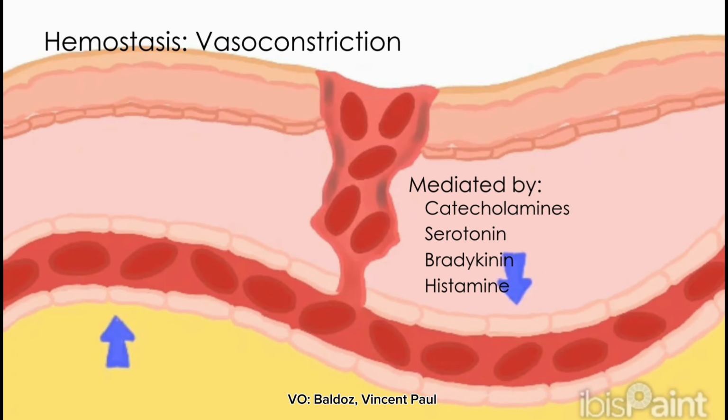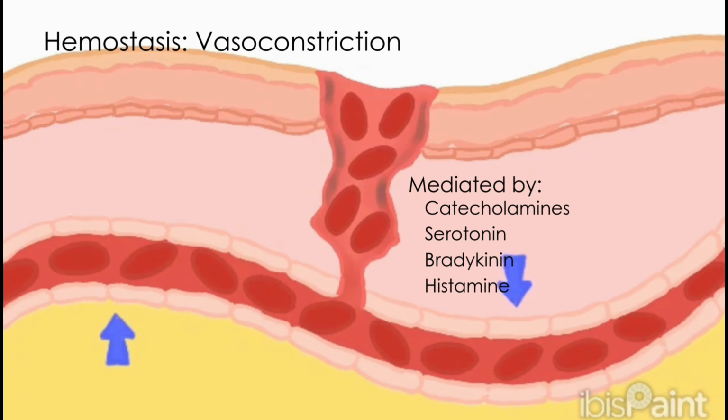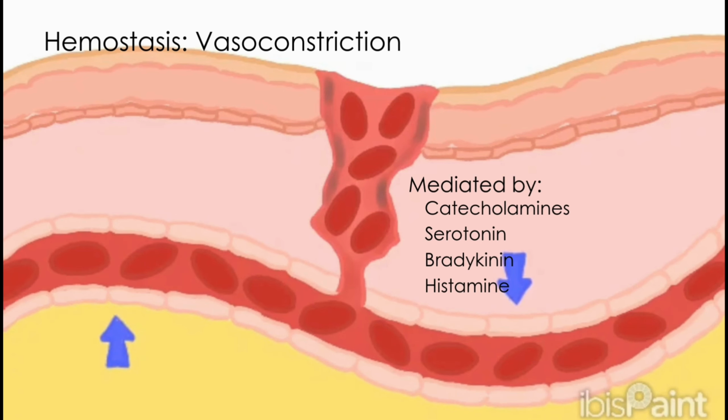Well, almost immediately after the cut, vasoactive compounds such as catecholamines, serotonin, bradykinin, and histamine act on the narrowing of the blood vessels. This is called vasoconstriction. Well, vasoconstriction is like the tightening of a hose. When you squeeze a hose, the water flow slows down or stops.